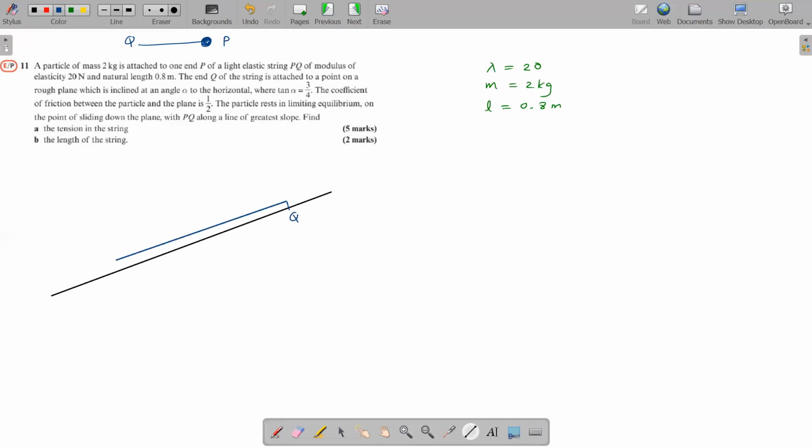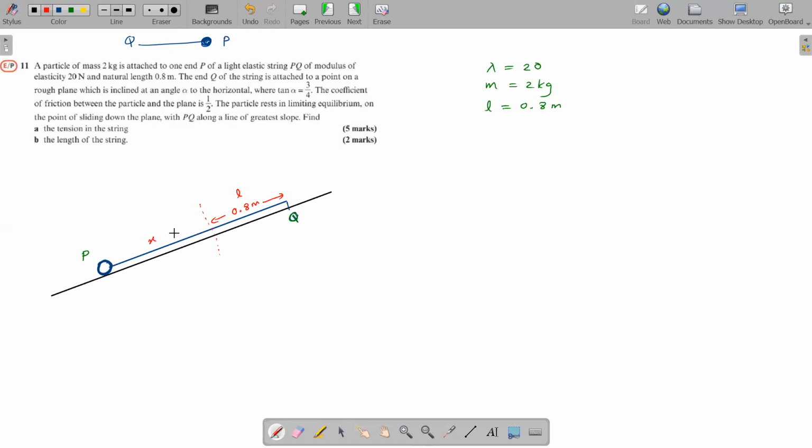Can you see? So this is my particle P, and this is the end Q. Are you guys with me? Always mark the natural length not at the object end, but at the other end. Near the object, it's always the extension. So over here, I will mark the natural length, 0.8 meters. This is the L. Are you with me?